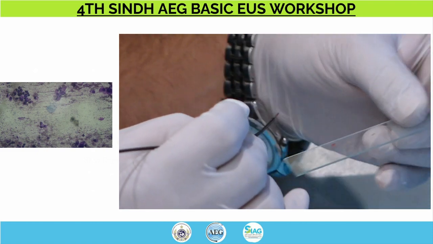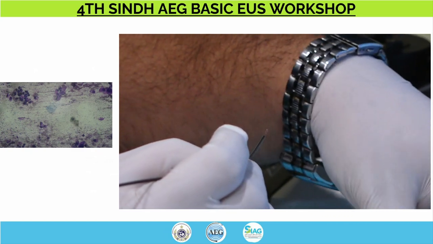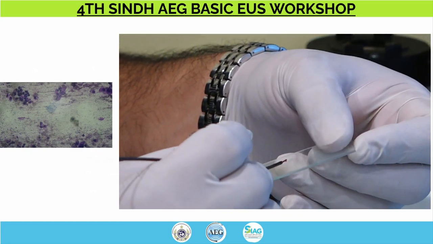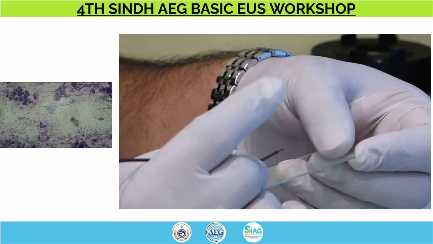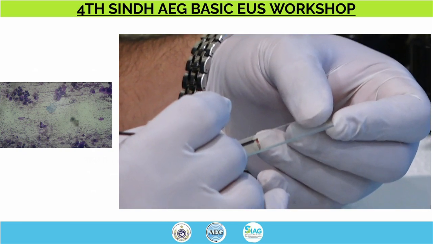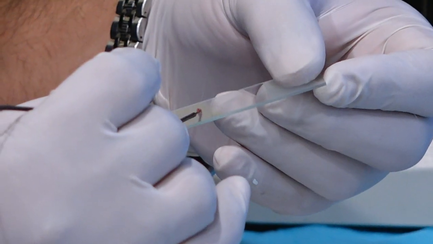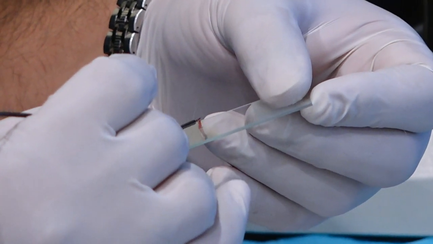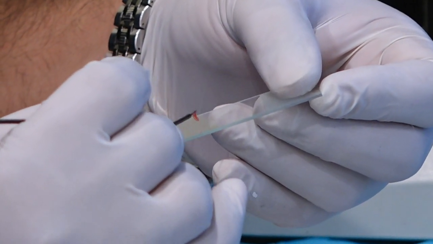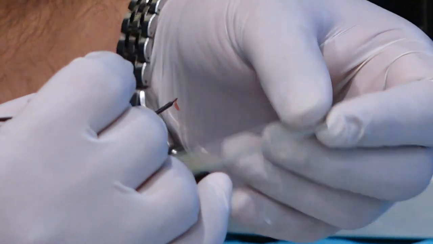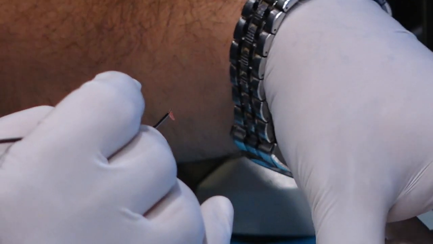Wasim, 1 minute. Show the other slide. So those are cores that we are expressing down. Okay, touch it, Wasim. So these are. Do we have forceps?